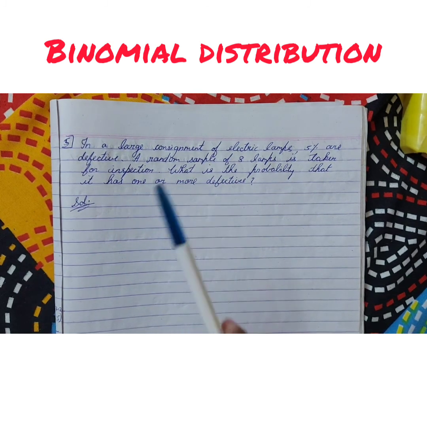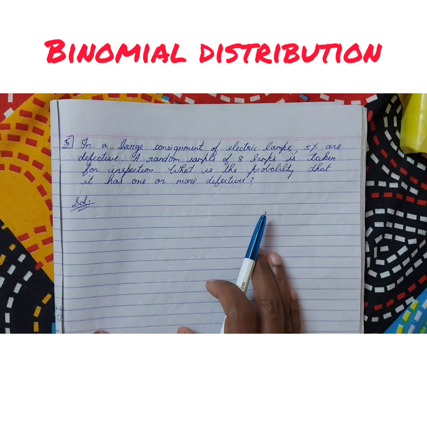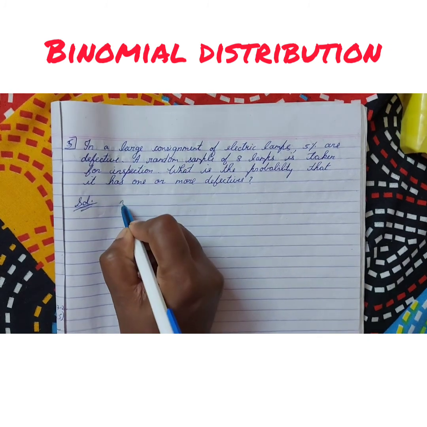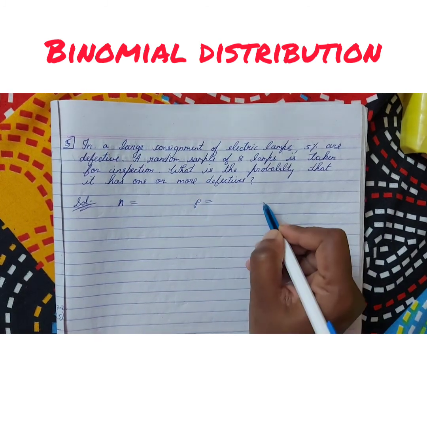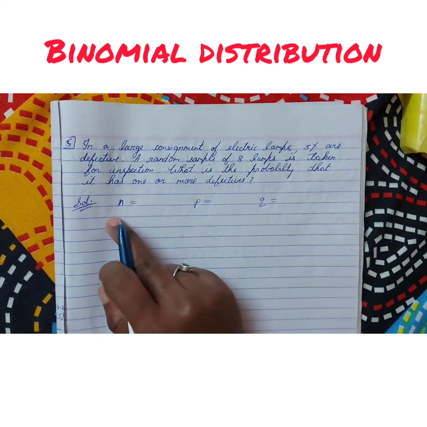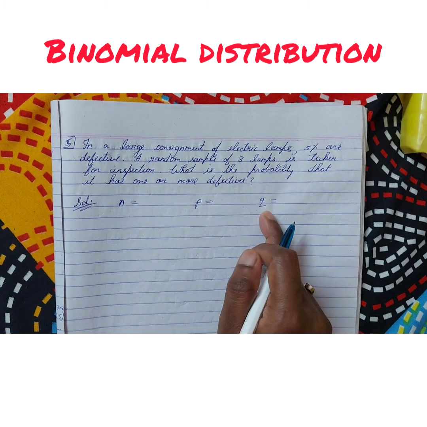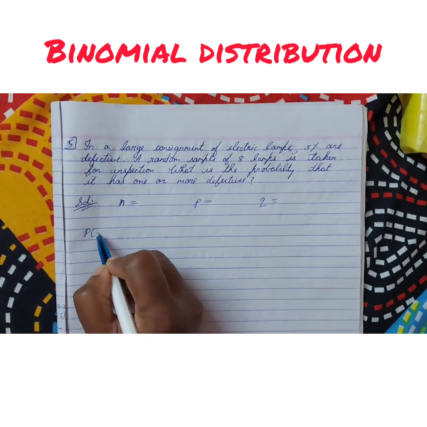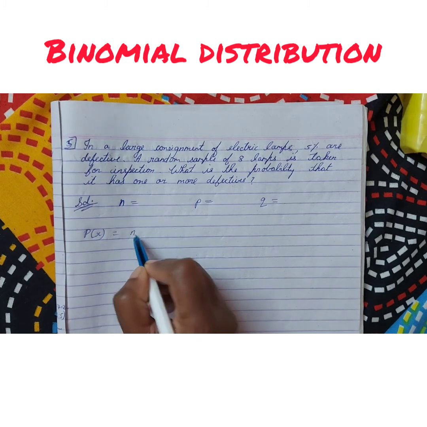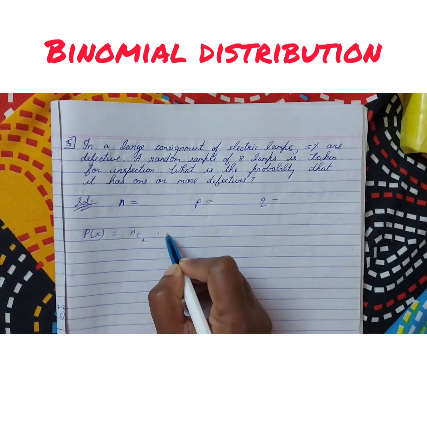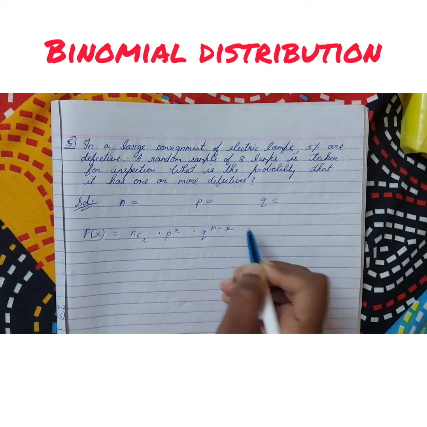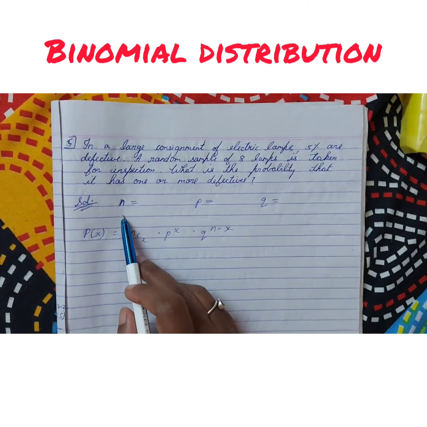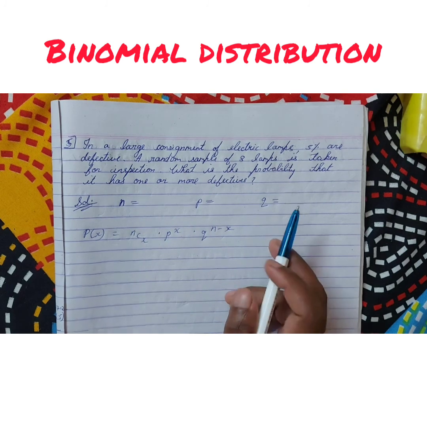One or more defective. Always I told you, in binomial distribution we have to find out two parameters, one is n, one is p. Without these parameters, and then q, we cannot solve binomial distribution. So probability of x is equal to nCx into p raised to x into q raised to n minus x. This is our formula. So for this we need n, p and q.